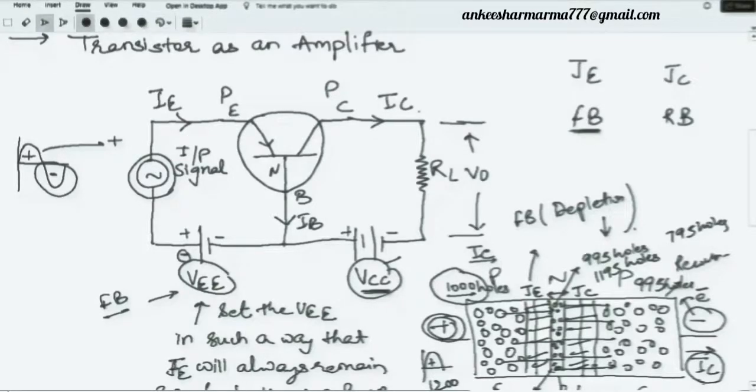The collector current, if it changes, will be multiplied with the load resistance, which is a fixed value. It means your V output is nothing but IC into RL. We are saying here that for the positive half cycle, this IC will be large. For the negative half cycle, this IC is small.